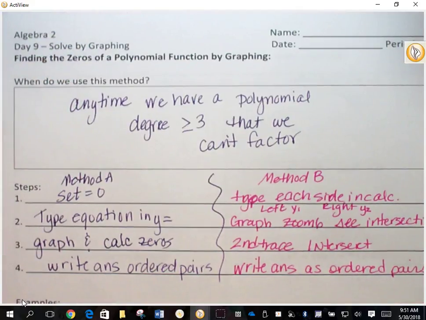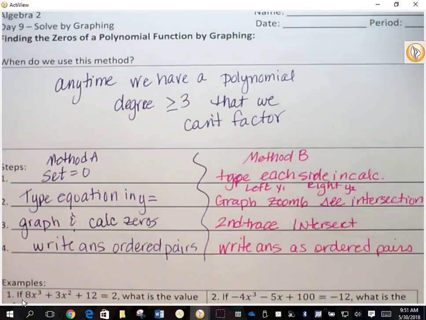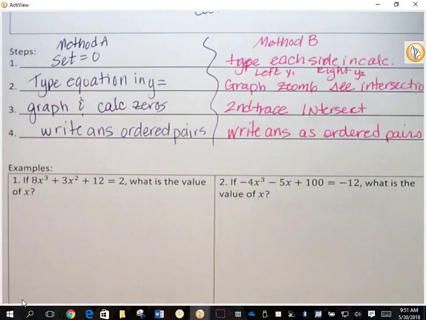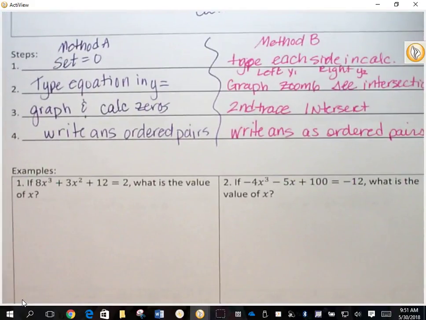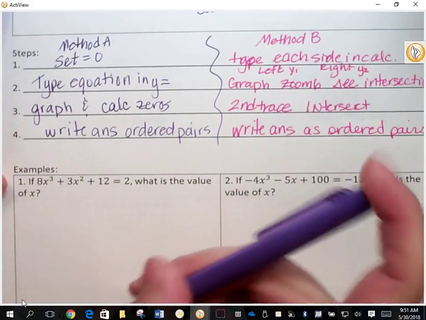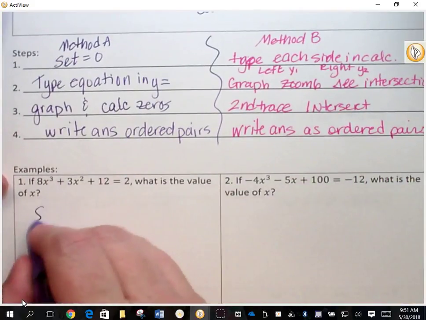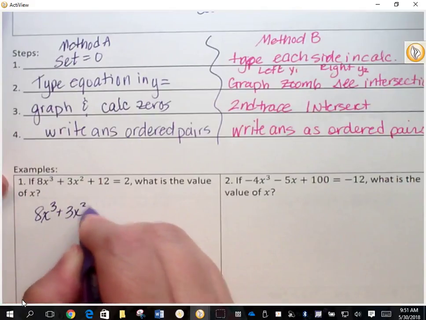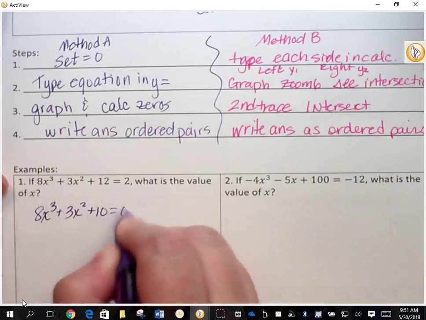Okay? And again, it's your choice what method you want to use. So I'll do this first one using method A. If I'm going to do method A, I'm going to set it equal to 0. So 8x cubed plus 3x squared plus 10 equals 0.